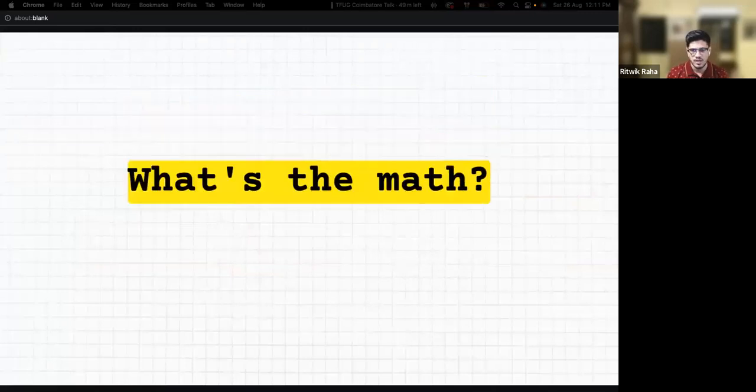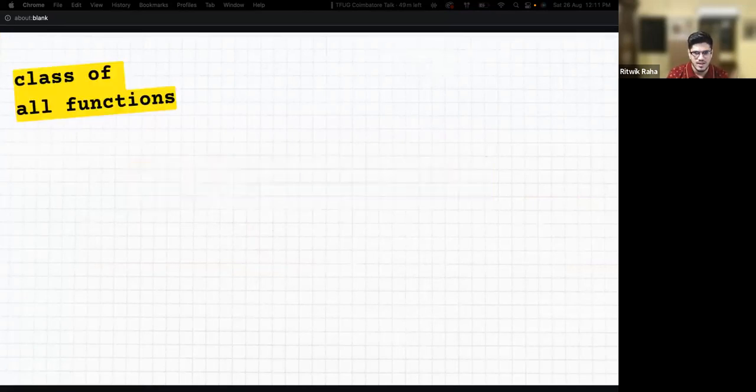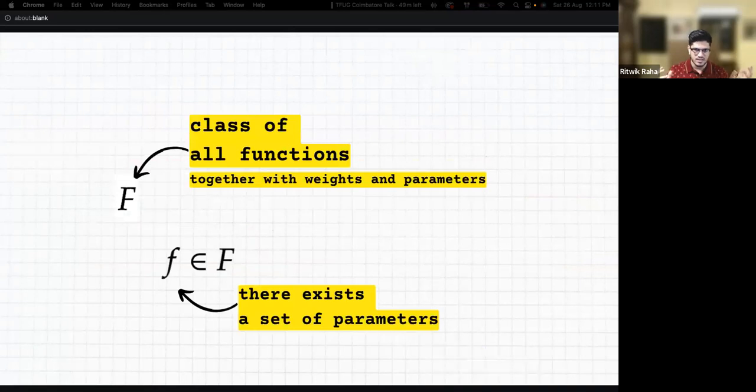And unfortunately, in the present day and age that we live in, a game is not considered a formal framework for studying anything. So we must once again resort to mathematics. In maths terms, let's say capital F is the class of all functions with weights and parameters. Deep learning is famously all about approximating a function. So let's just say that the function that we want to approximate is small f over here.